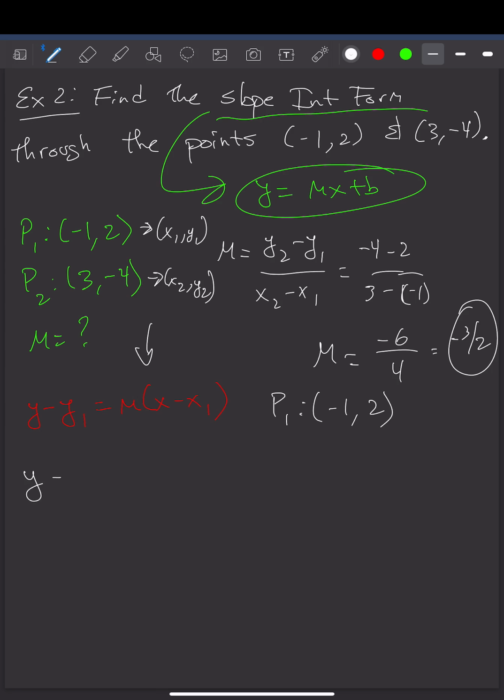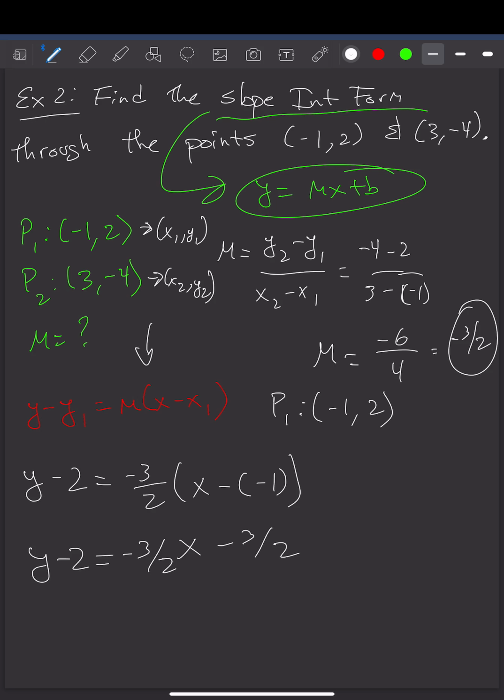So we have y minus 2 equals -3/2 x minus -1. So we have y minus 2 equals -3/2 x, and then plus 3/2. No, actually, no. Minus 3/2. Yeah, so now we bring the -2 to the right-hand side, which we get y equals -3/2 x minus 3/2 plus 2. And going back, we got to find the same LCD. And the LCD for this case is 2.